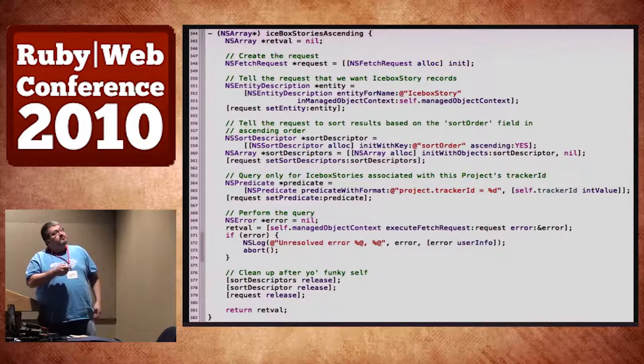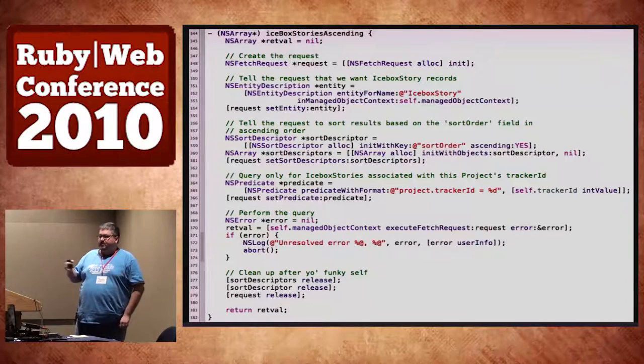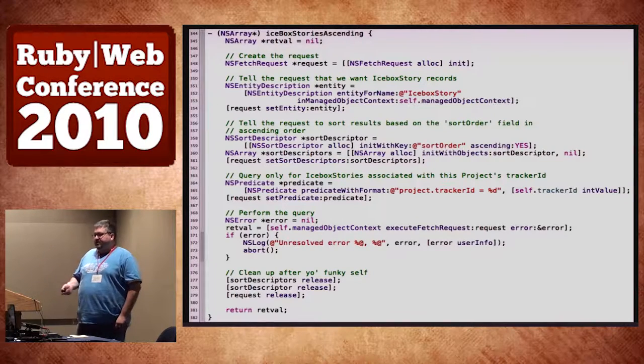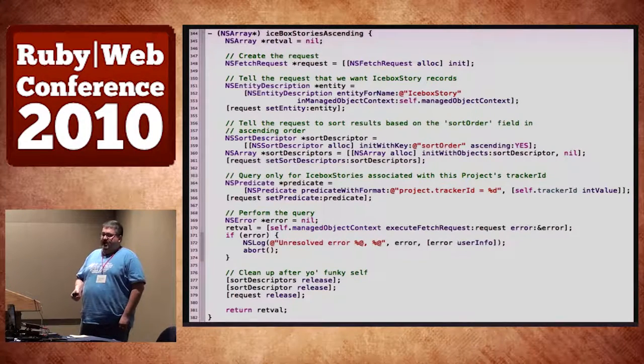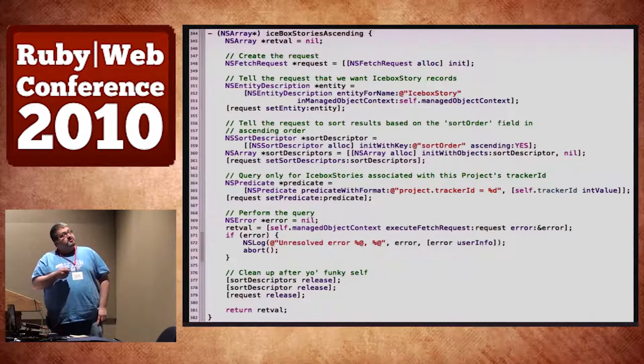So just to walk through kind of briefly, this is setting up a request. A little background on this: I wrote an application which provides a Pivotal Tracker front end for the iPad. So I have all kinds of data in my database. Among other things, I have stories in the icebox. So I want to query for stories in the icebox in ascending order. And all this is just to do that. So yeah, it's a bit of code.